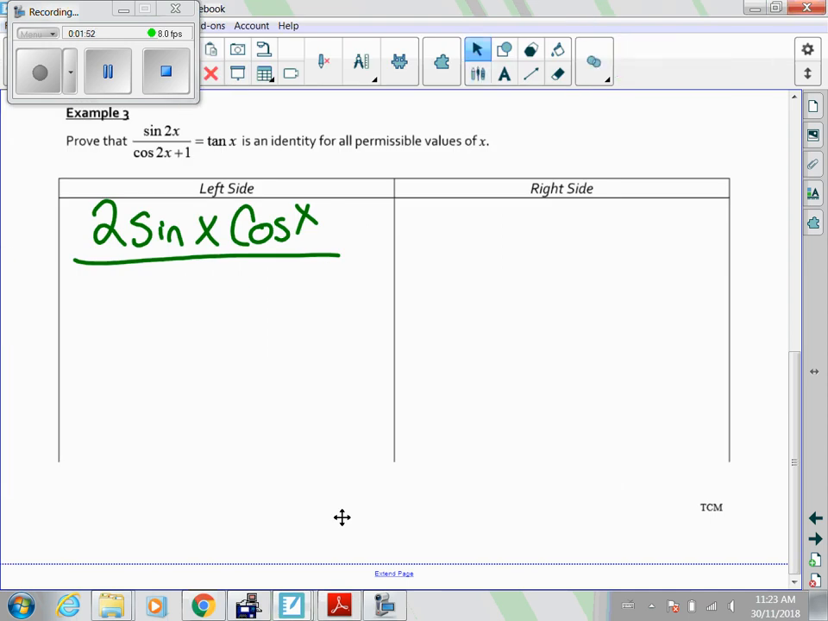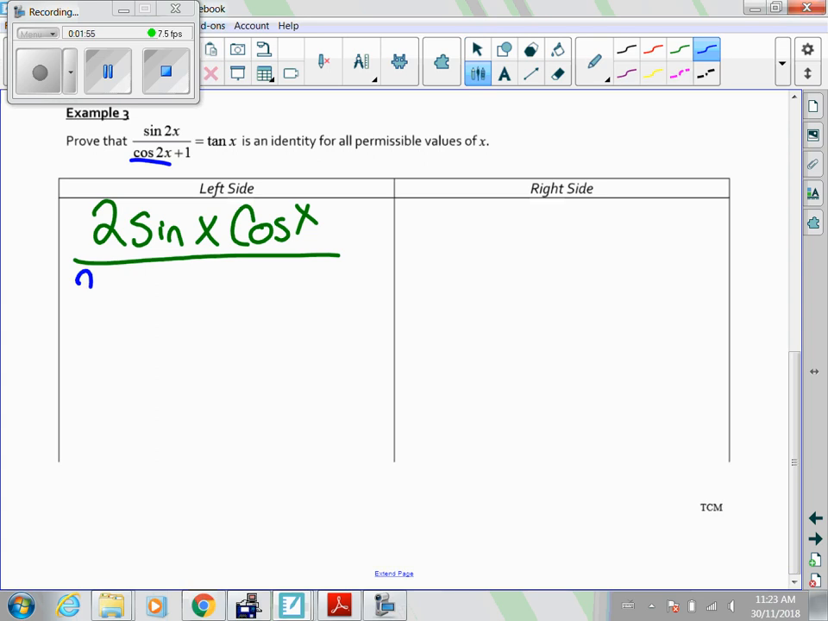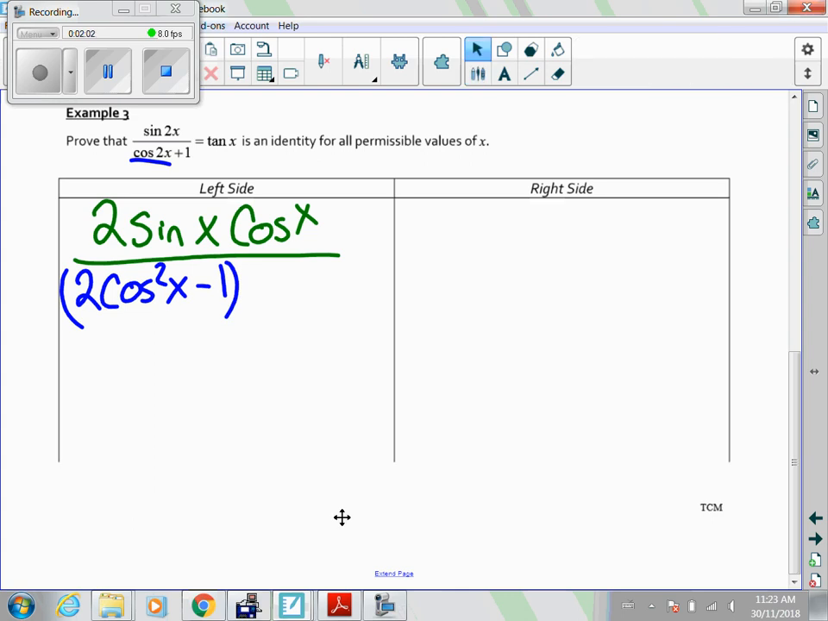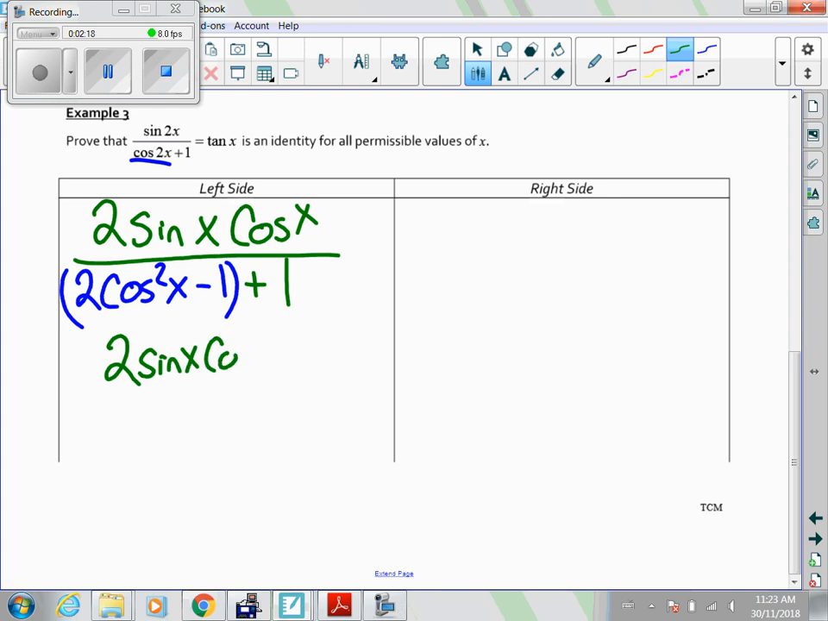So this part here becomes 2 cos squared x minus 1. And then I've got this part that was already there that was a plus 1. Now, since nothing's multiplied by the brackets, I can now just remove my brackets. And removing these brackets allows me then to go 2 sine x cos x, my minus 1 and my plus 1 cancel off, divided by 2 cosine squared of x.